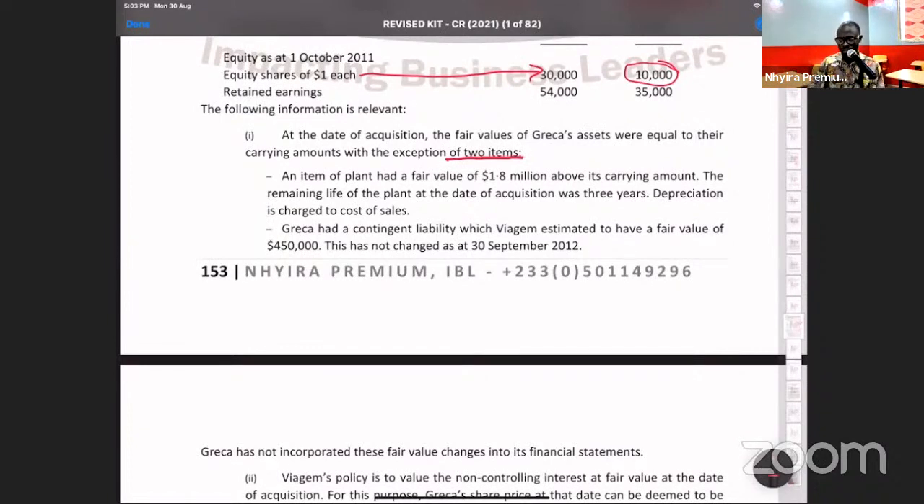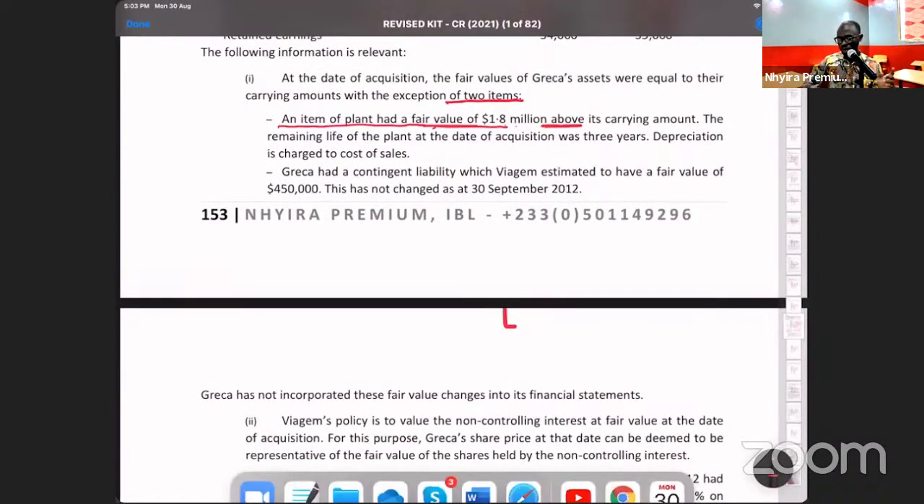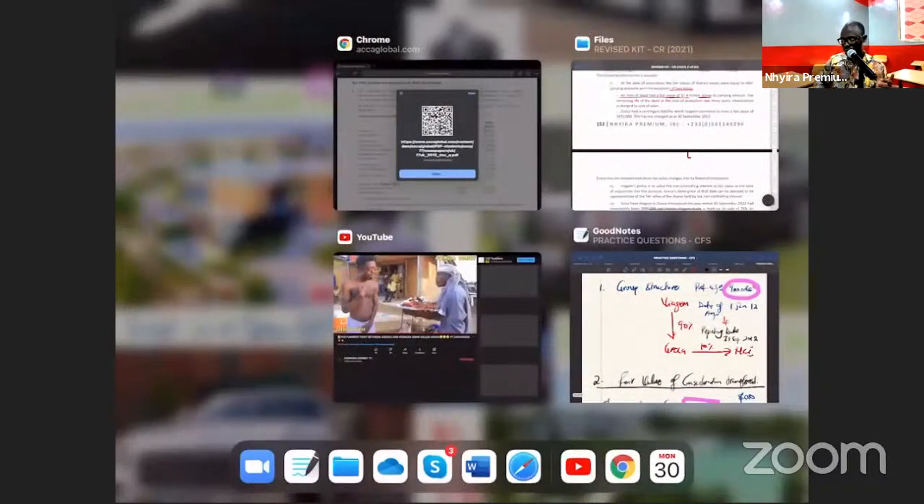What are these items? One, an item of plant had a fair value 1.8 above, which means we're going to do what? Add. Now, what I want to do is go back to my goodwill.